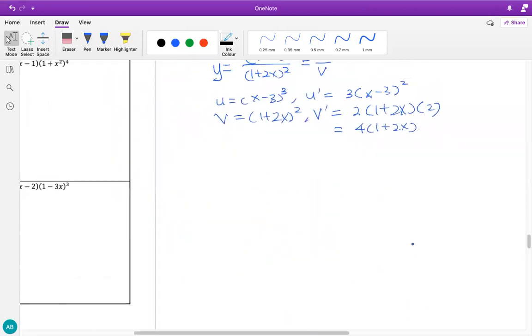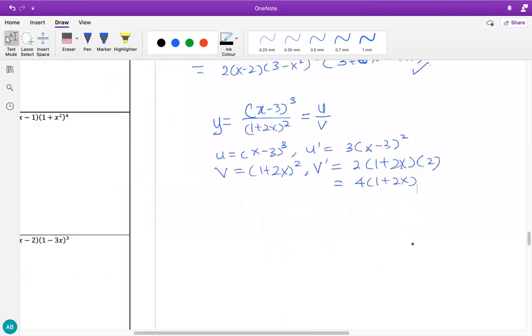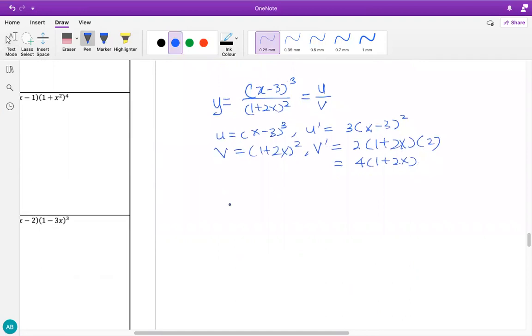Now I will substitute into the formula. The formula is dy/dx equals v u prime minus u v prime over v squared. So you need to memorize this. I also memorized it, and until today I still remember. I learned this when I was 17 years old, form 4.